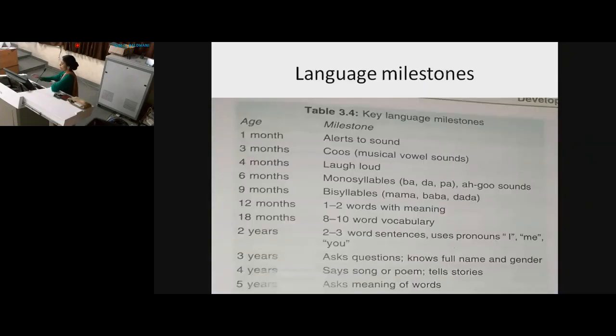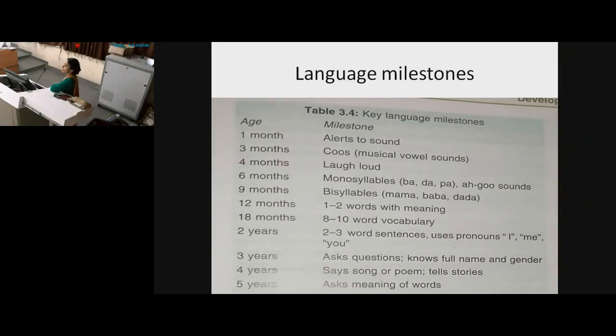So now I'm not going to discuss the milestones of the first year. This is from your Ghai that is given. So till 1 year we have discussed. I'm going to go beyond 1 year now. Right? So these are the language milestones. So by 1 year you have understood. They have become alert to sound, they have started cooing, they have got monosyllables, bisyllables and a few jargon speech by 1 year.